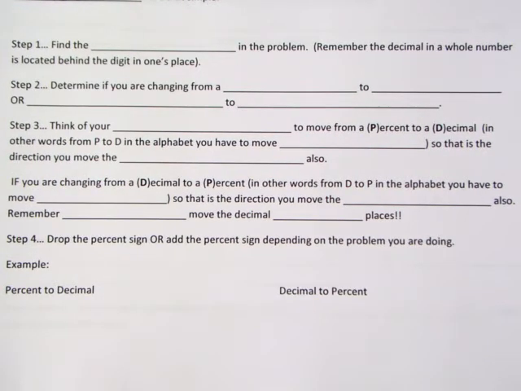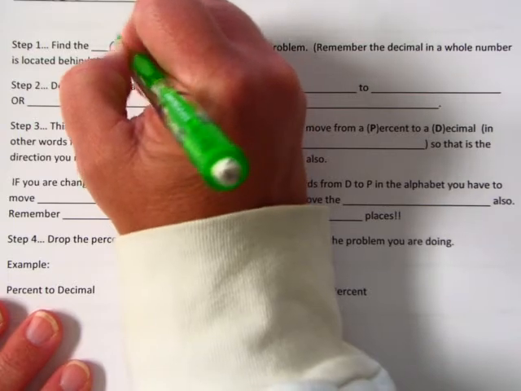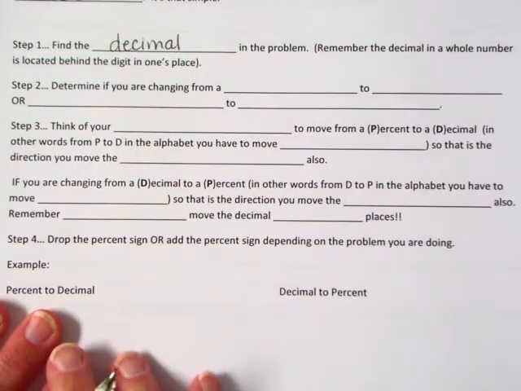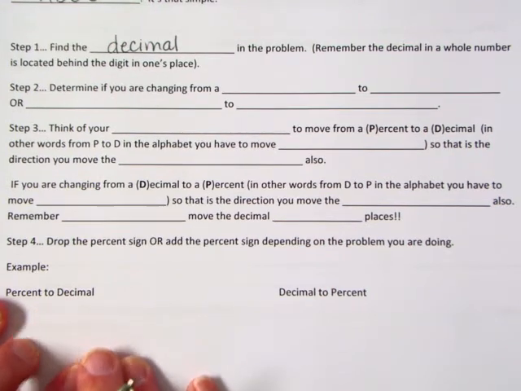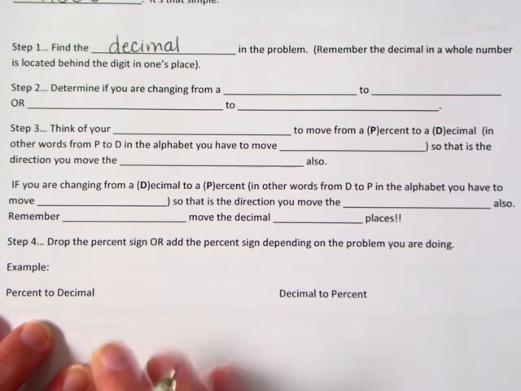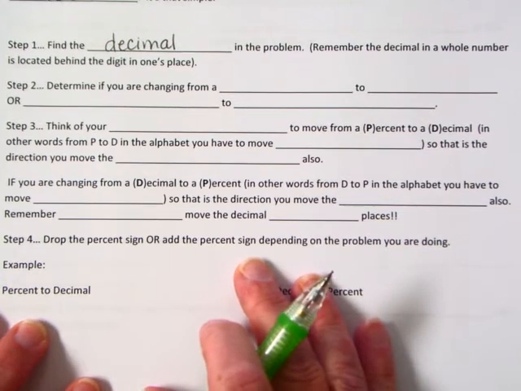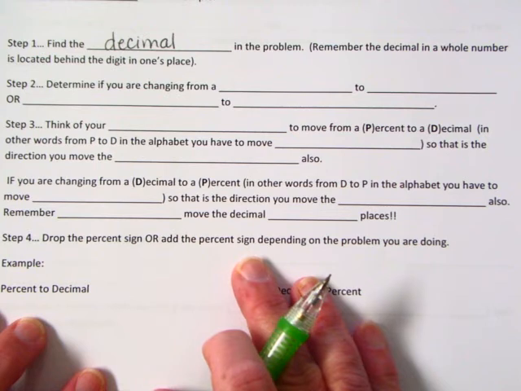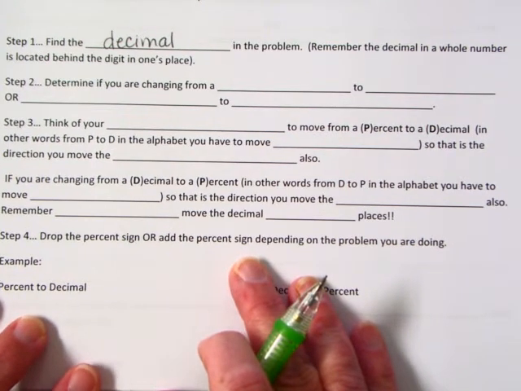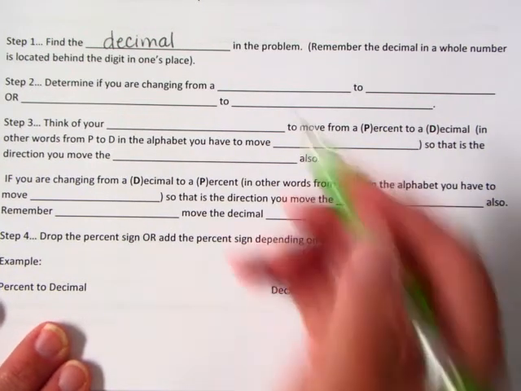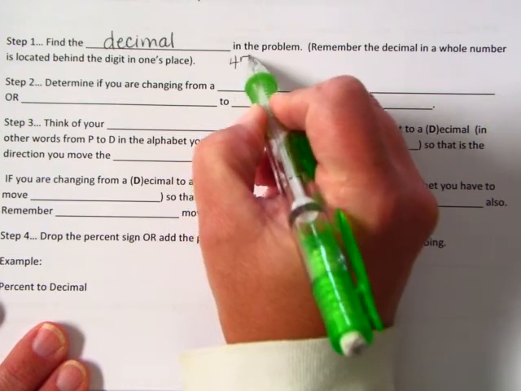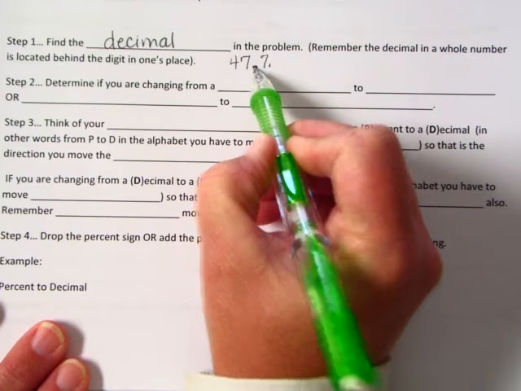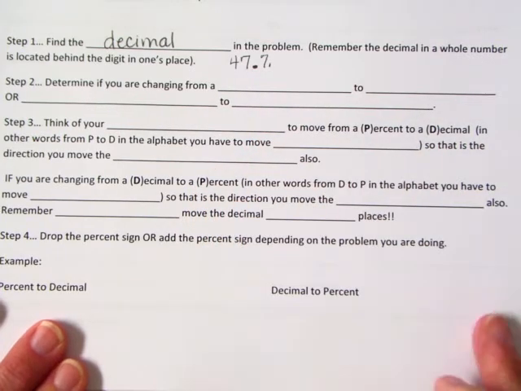Here we go. Step 1. Find the decimal in the problem. This is changing from a percent to a decimal at the beginning here. You're going to find the decimal in the problem. Remember, the decimal in a whole number is located behind the digit in the ones place. So if you have 47%, remember the decimal is located behind the whole number.